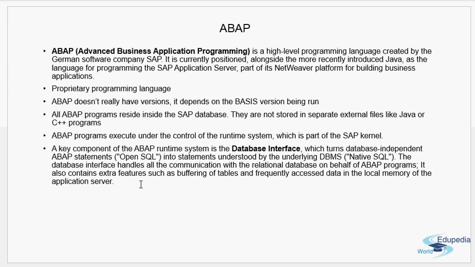Then we have ABAP. Okay, what is this? ABAP is Advanced Business Application Programming language. It's a 4th generation language. So this is the proprietary programming language of SAP. So all SAP programs are written and built in this language, and these reside in the SAP database. And SAP has the central runtime system known as the SAP kernel, where all these programs are executed.